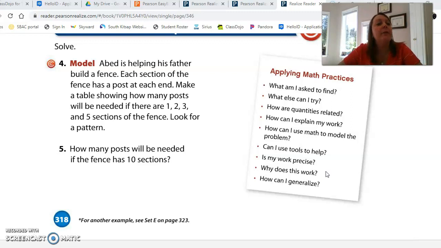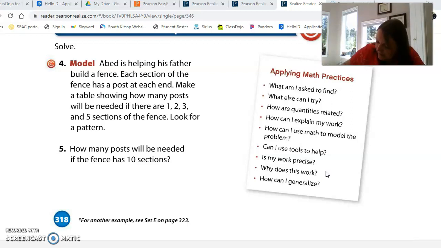Okay, number 4. Abed is helping his father build a fence. Hey, we built a fence. Each section of the fence has a post at each end. Make a table showing how many posts will be needed. There are 1, 2, 3, and 5 sections of the fence. Look for a pattern. Now, just like in the video, we are going to draw a table.